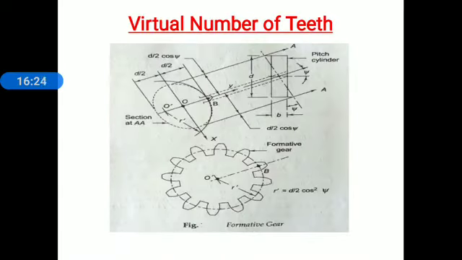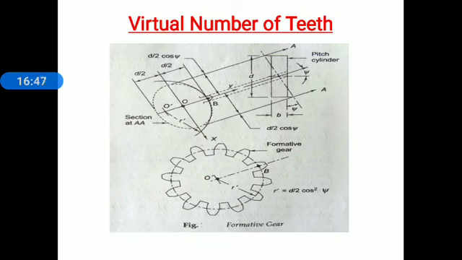Now let's move toward the next point, virtual number of teeth. This point is very important. In examination, one question is asked on the virtual number of teeth: derive the virtual number of teeth on helical gear. It is asked for 5 to 6 marks.